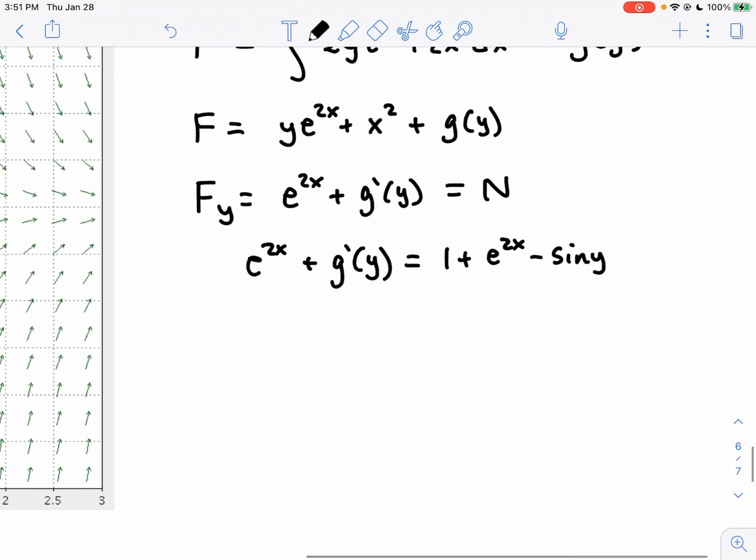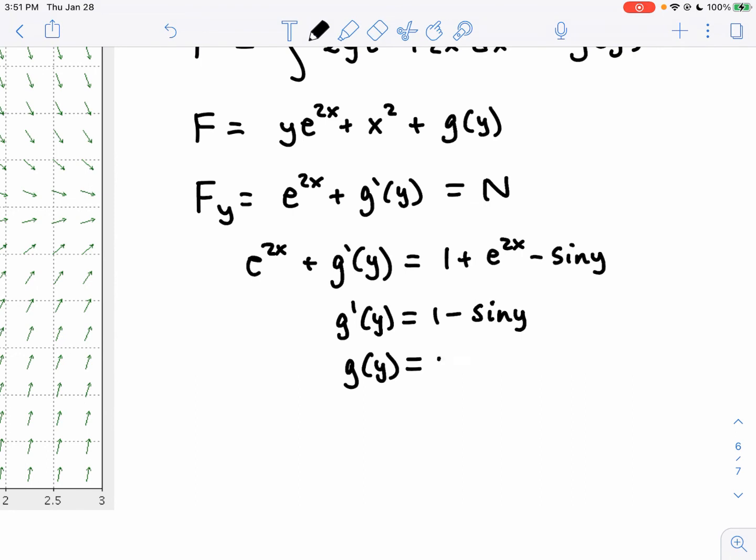Okay. Now we solve for g prime. Notice that the e to the 2x's will cancel. So g prime will be equal simply to 1 minus sine y. Now we want to do an antiderivative of this to go back to g. Antiderivative of 1 is y, and the antiderivative of negative sine y is positive cosine y. This was an antiderivative with respect to y.